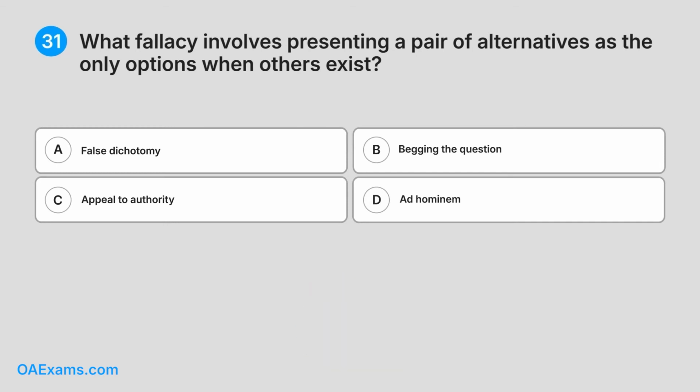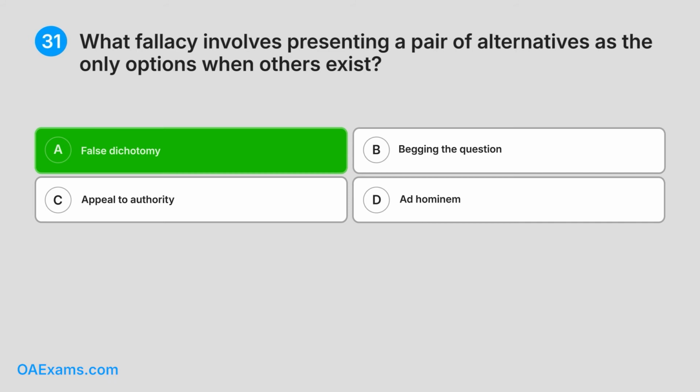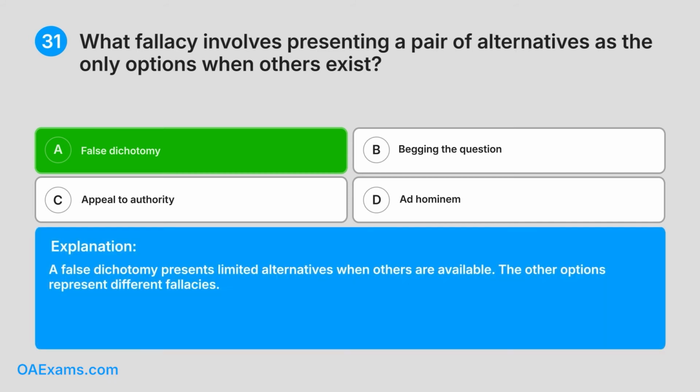Correct answer. A. False dichotomy. Explanation. A false dichotomy presents limited alternatives when others are available. The other options represent different fallacies.